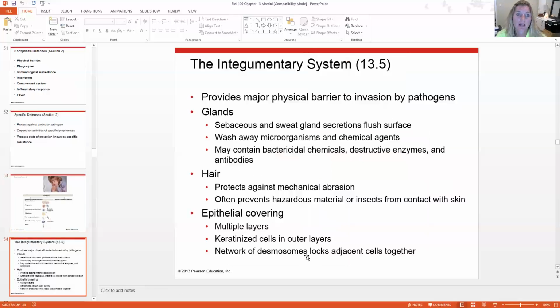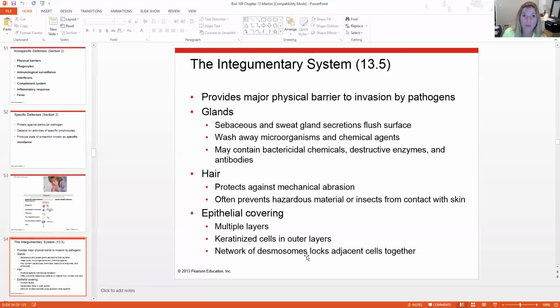So let's talk about the integumentary system in general. Obviously, it's providing a major physical barrier. There's glands, hair, and epithelial coverings. They all have protective immunological defense mechanisms built in. The glands are secreting destructive enzymes. They're secreting lysozymes, which have bactericidal elements to them. They have antibacterial properties in all of our body secretions, from our tear ducts to our mucus to our sweat and oil. All of it contains antibacterial enzymes.